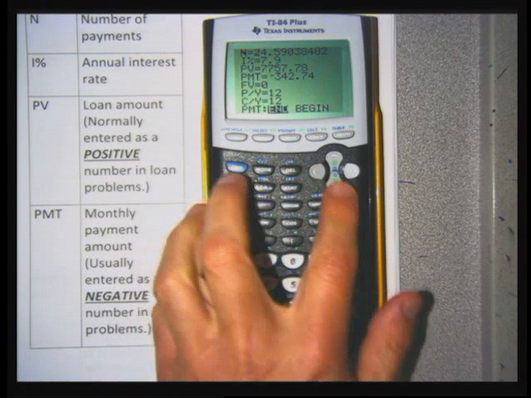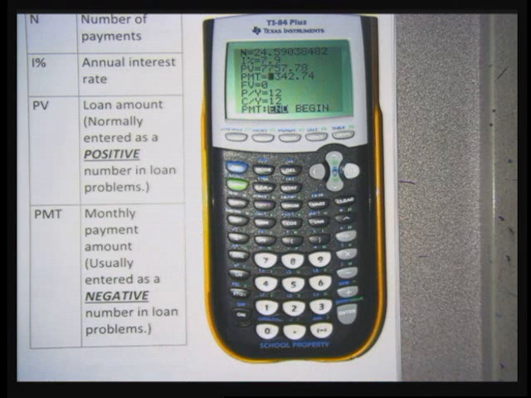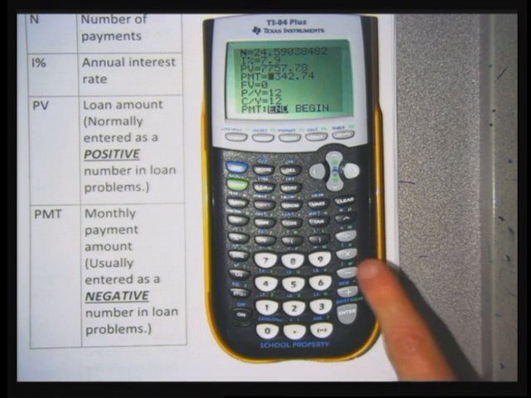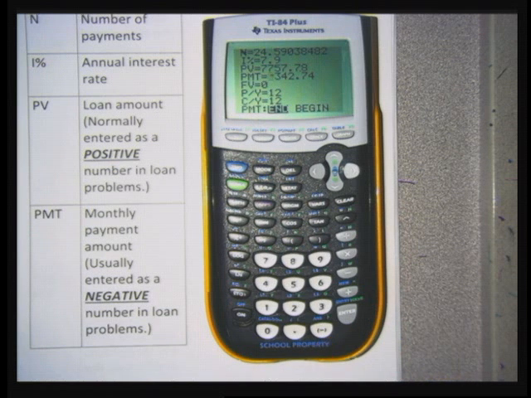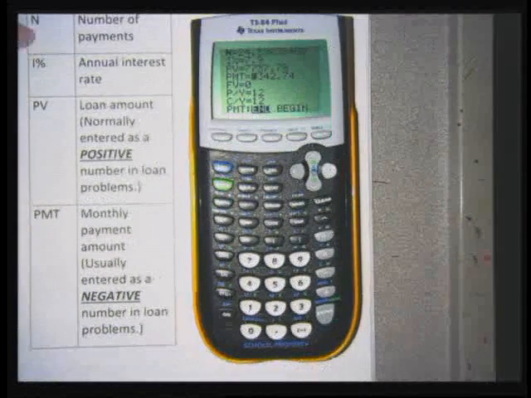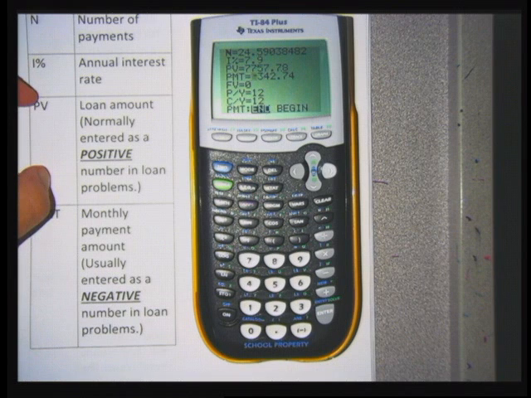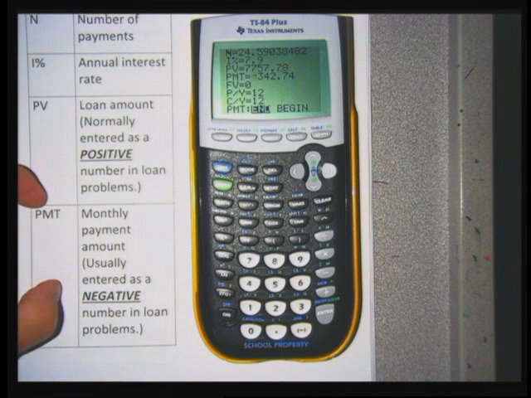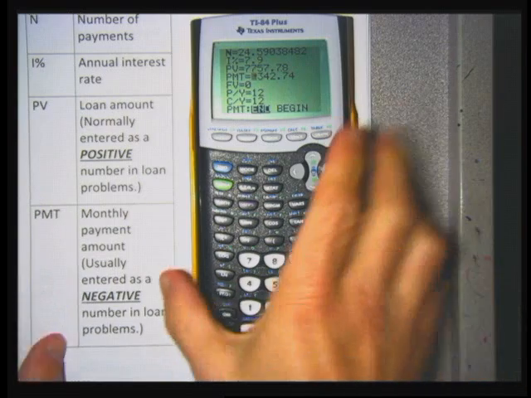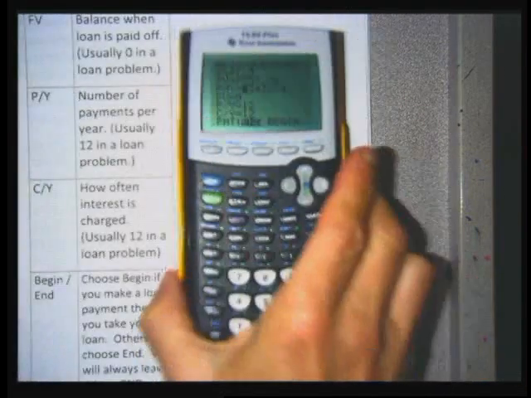So that 342 that's blinking on the PMT, the negative in front of it is this kind of negative. It's not a minus above the plus sign, it's a negative. I refer to that as a minus and this as a negative. So this is divide, times, minus, plus, and that's negative. And so that's a negative amount. So those are the first 4 figures: the number of payments, the interest rate as a percent, the present value, which is the loan amount in loan problems, and PMT, the payment. Usually the present values, the loan amounts, are positive, and the payments are negative.